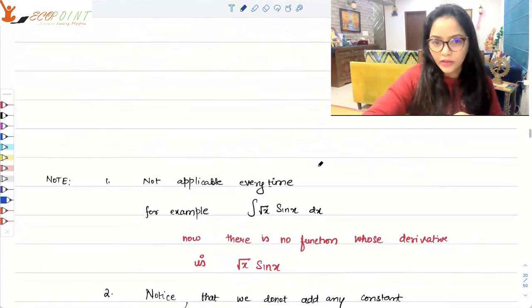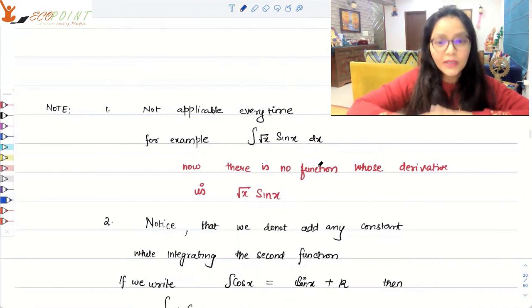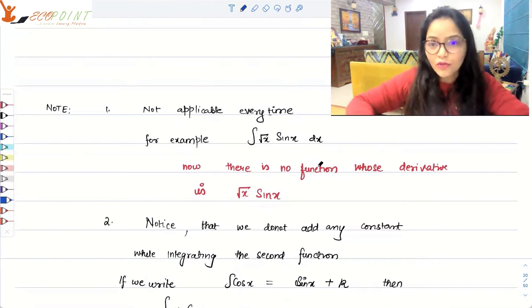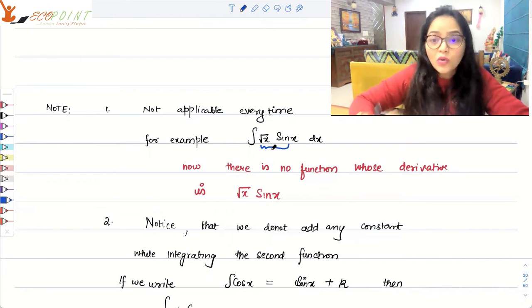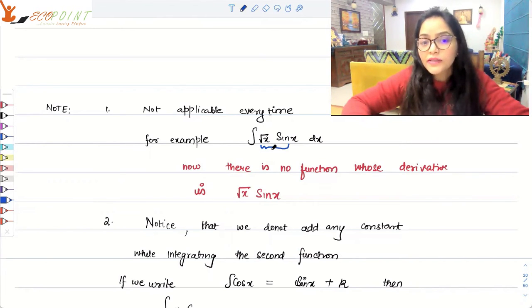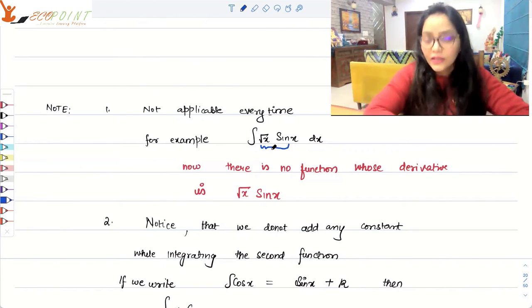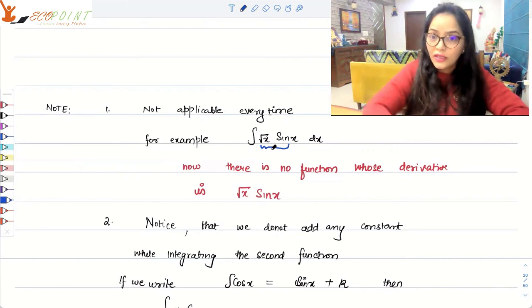So there are a few things that we must note down here. Number one, it's not applicable every time. By parts is not a solution to all the problems. For example, if you have to integrate square root of x into sin x dx, this is such a term for which there is no function available whose derivative is root x sin x. If there is no such function, then how do I integrate root x sin x? There has to be a relation, right?